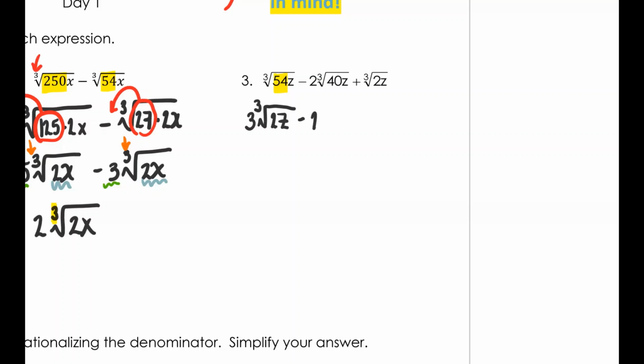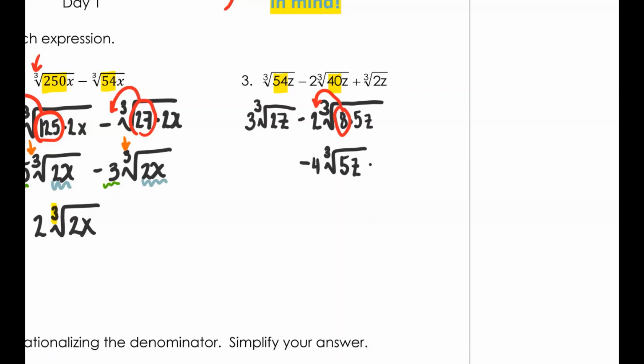Okay, now let's go ahead and do the next term. So I'm going to have to deal with the 40. Well, what's the best factorization for 40? Well, in this case, I want to use 8 and 5 because 8 is a perfect cube. And so, of course, that 8 is going to come out, and the cubed roots of 8 is going to be 2. So that's going to give me -4 on the cubed roots of 5z when I simplify that.